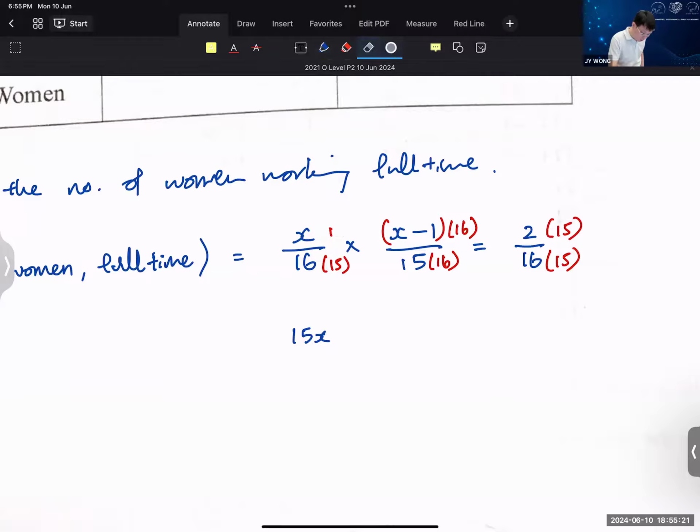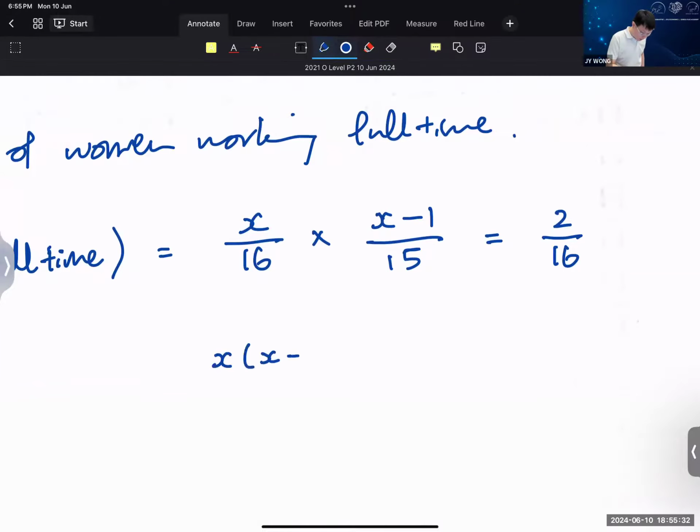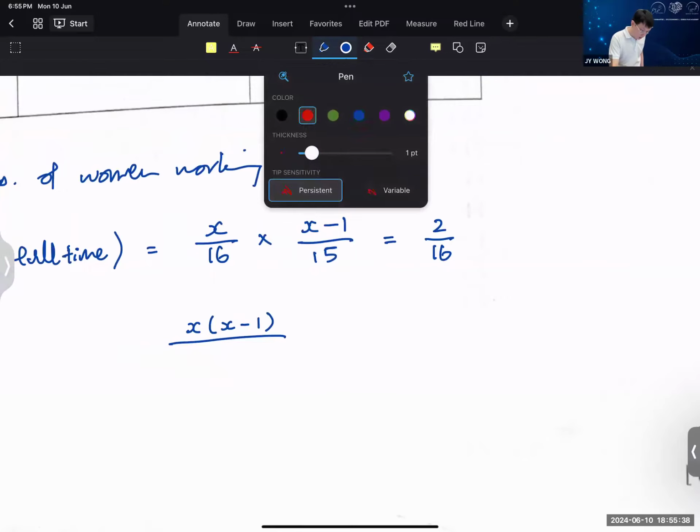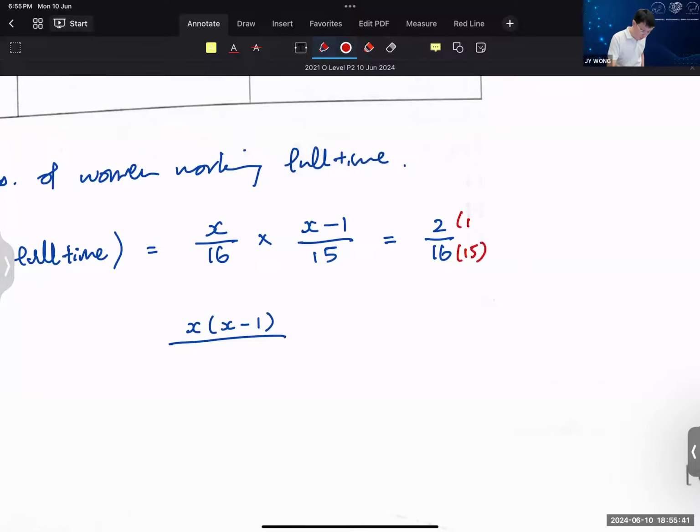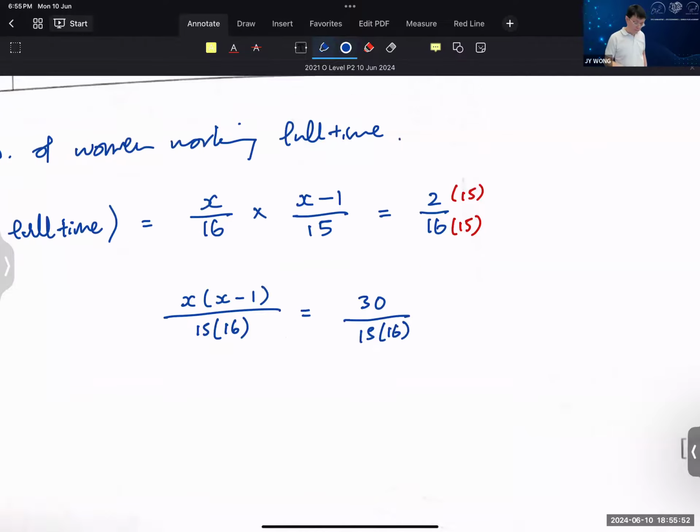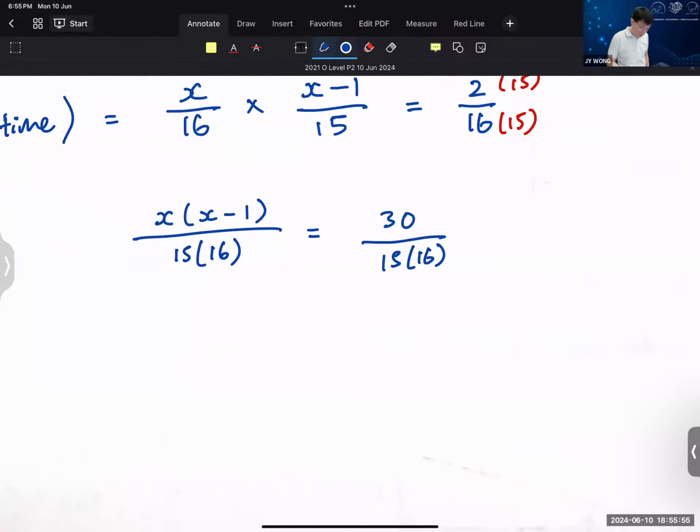Sorry, don't need, because I'm multiplying. What am I doing? I'm not subtracting. So x times x minus 1 over... So the only thing that I need to change is this one times 15, this one times 15. Out of 15 times 16 will give me 30 out of 15 times 16. So this will give me x squared minus x equals to 30.